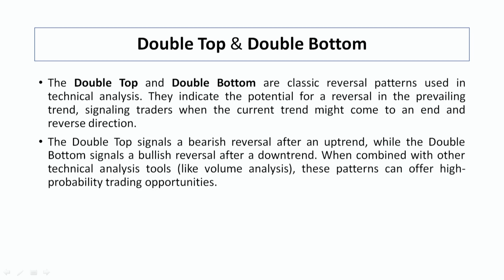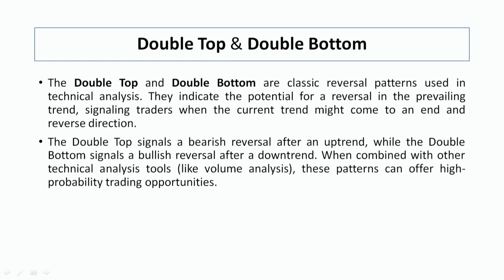With the help of double top, double bottom and the next one, triple top and triple bottom, we basically try to identify trend reversals and when to start buying and when to start selling the stock. A double top signals a bearish reversal after an uptrend, while a double bottom signals a bullish reversal after a downtrend. So how are we going to generate the signal? If there is a double top, it suggests a bearish reversal, because prices are going up and now there are chances that the price may go down.